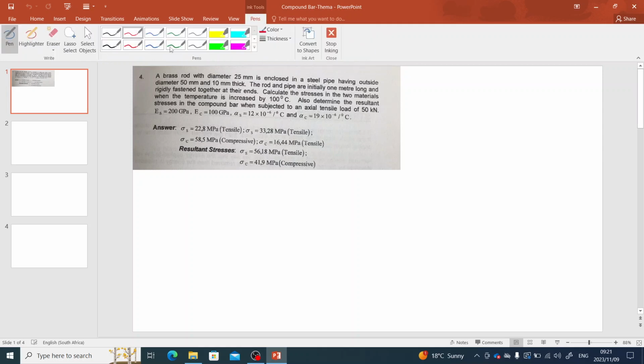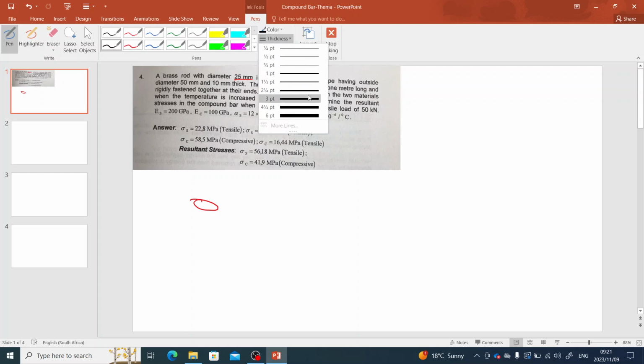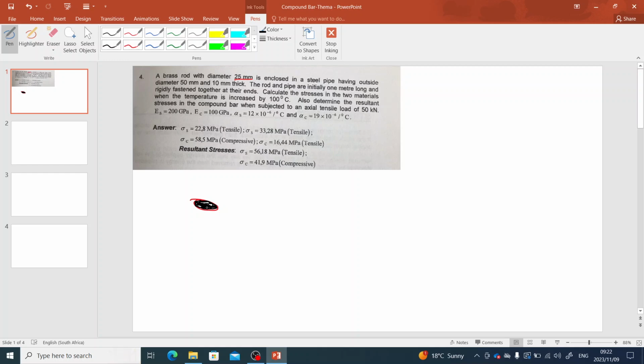Okay, let's analyze what's given there. A brass rod with a diameter of 25 is enclosed in a steel pipe. We are given a diameter. We are given a brass rod. Okay, let's make it a bit thick. This is your brass rod.